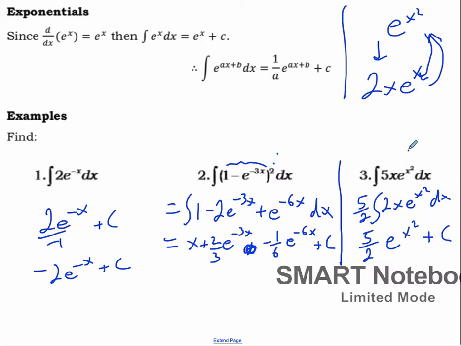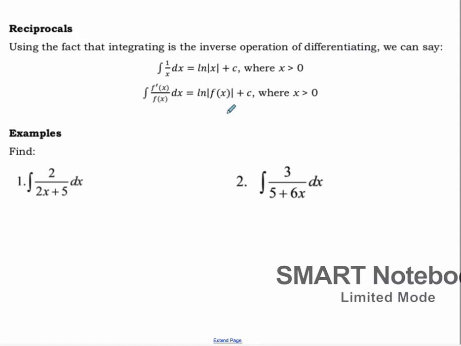So be careful. If there's a product of two functions, you can't simply integrate both of them independently. If you've got a nonlinear function to the power of something, you can't just integrate it like a power rule. Okay, so we kind of talked about this last time.